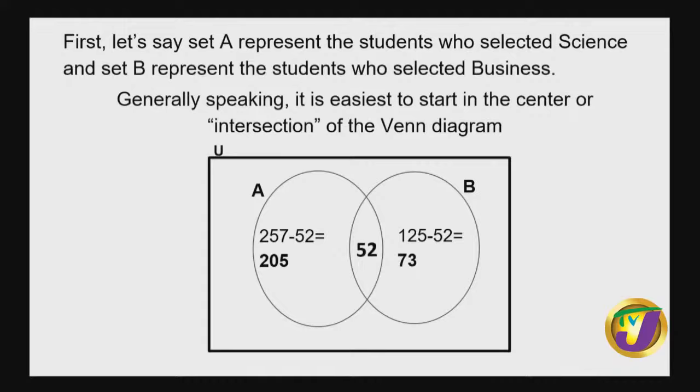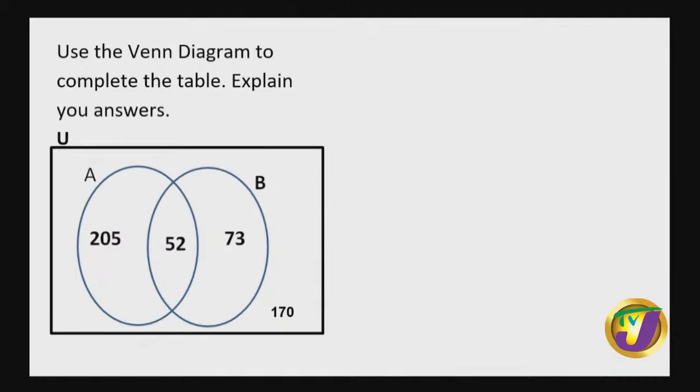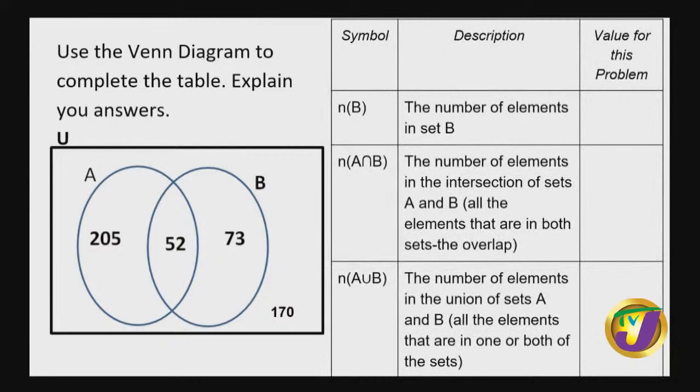All right. So let's use our same Venn diagram now to complete the table, and we're going to be explaining our answers. So the first one is asking us the number of elements in set B. Pay attention to the notation, the symbol that is used. It's a common N and regular brackets with the capital B inside: the number of elements in set B. So you're talking about all of set B, the 52 plus the 73. Great. So that would be 125.